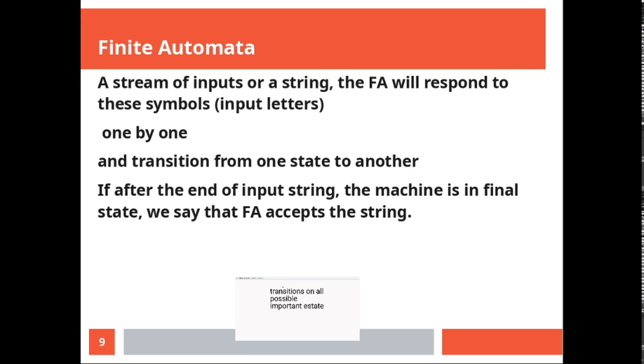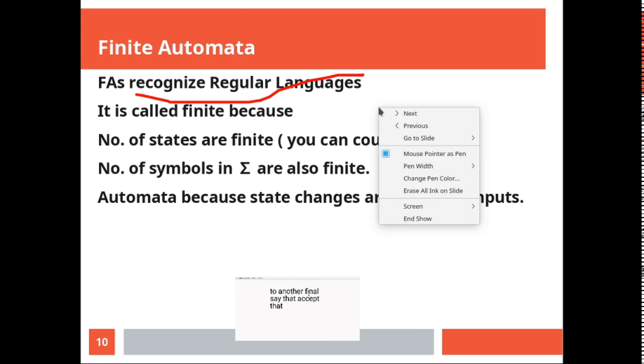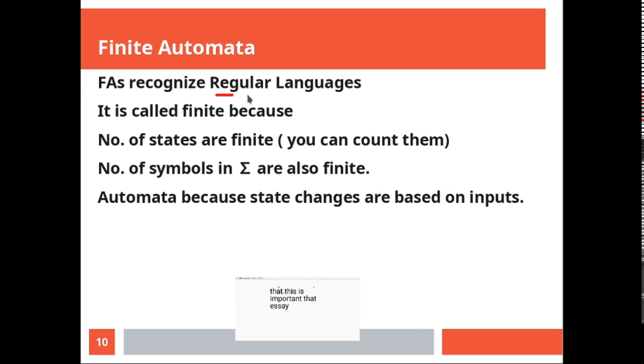Okay, so a stream of inputs or a string, the finite automata will respond to the input symbols, and the stream of inputs will be read one by one and help you transition automatically from one state to another. And if after the end of the input string the machine is in a final state, we say that the FA accepts that string. FAs recognize regular languages. This is important to note. So, for every regular language, you can build a finite automata.